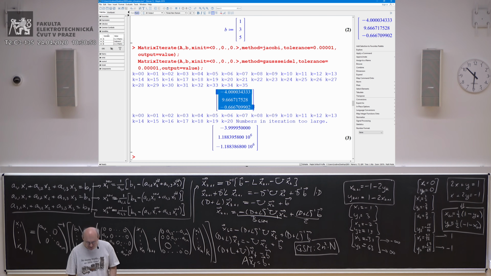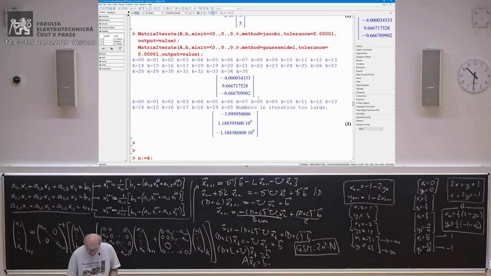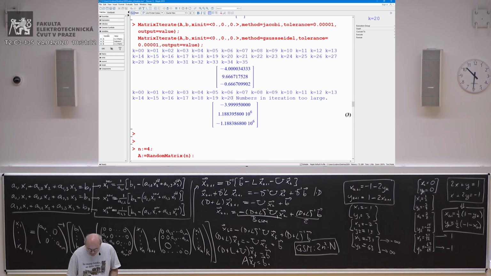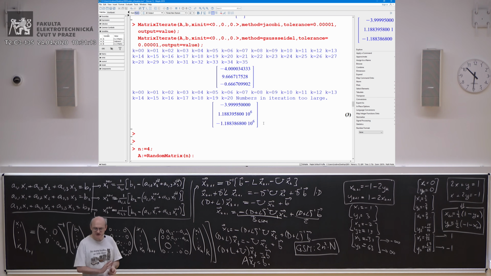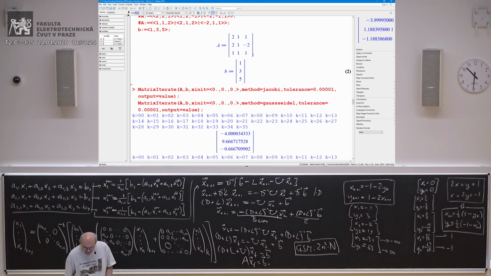And here is the solution. That's actually a fairly good approximation of the solution of the system. For the Gauss-Seidel method, the iteration stopped after 20 iterations, which seems better, but actually it stopped because the numbers in iteration are too large. There is a check for that in the procedure. And when the numbers get really, really large, we have a strong suspicion that the method diverges. And this is indeed true. So for this particular matrix, which is not very exotic, the Jacobi iteration actually works, but the Gauss-Seidel doesn't.